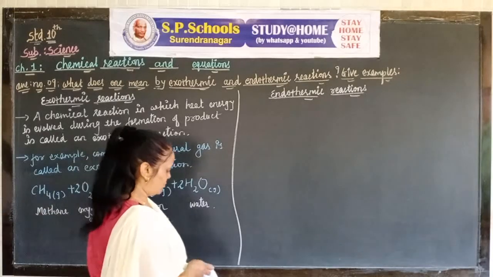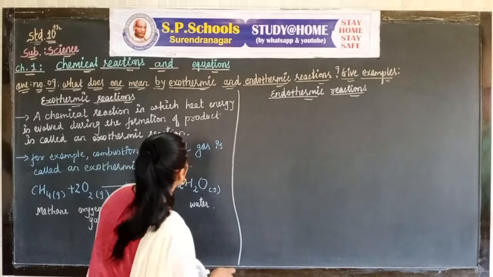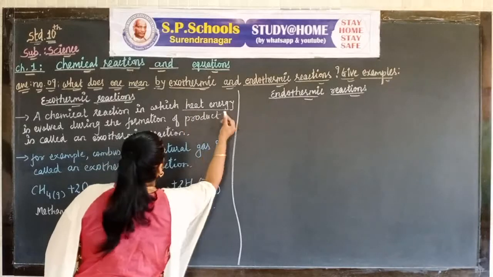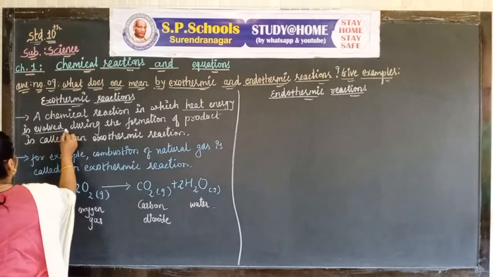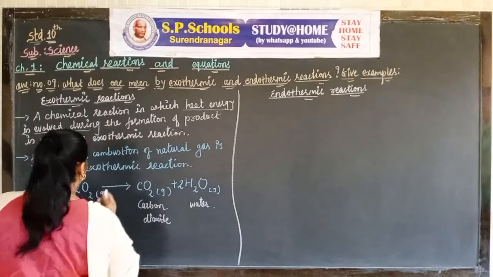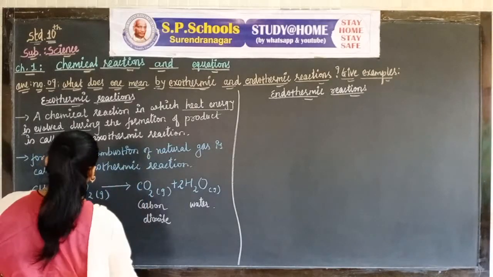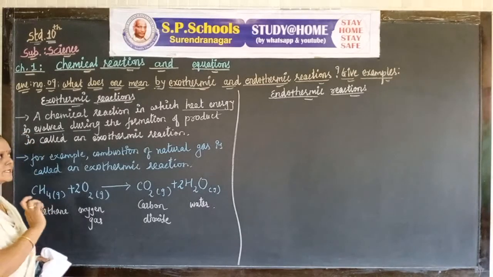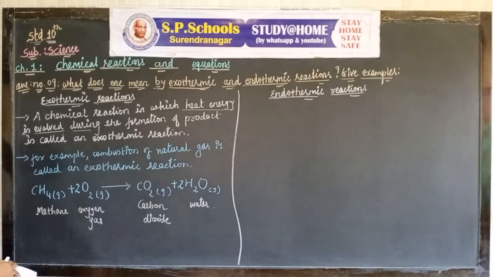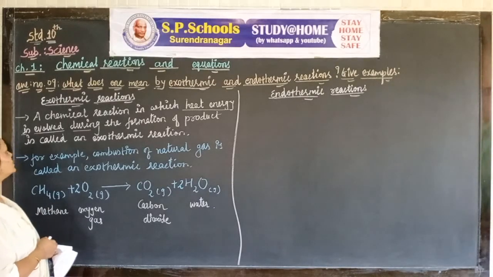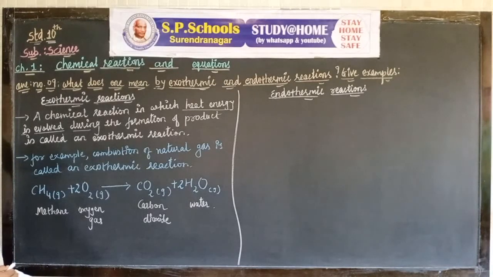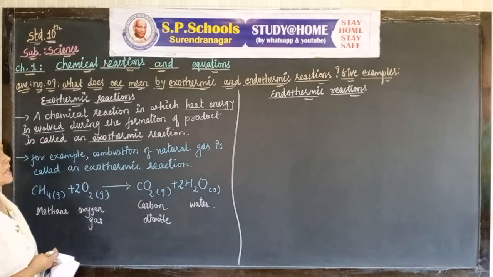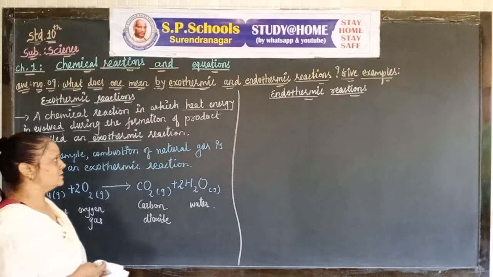Now we try to write about the endothermic reaction. Here a chemical reaction in which heat energy is evolved during the formation of product is called an endothermic reaction. So now one word is changed. In endothermic reaction, instead of heat energy is evolved, we write heat absorbed. So the reaction will be converted into endothermic reaction, right?